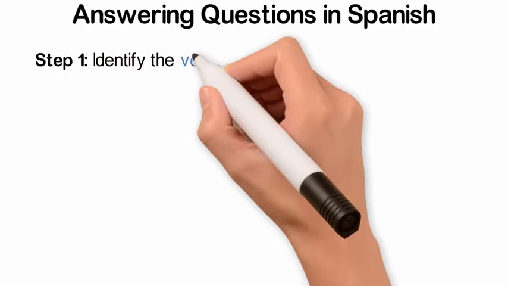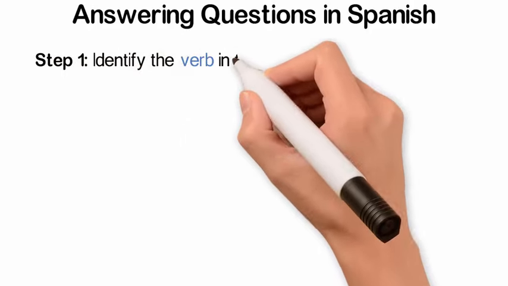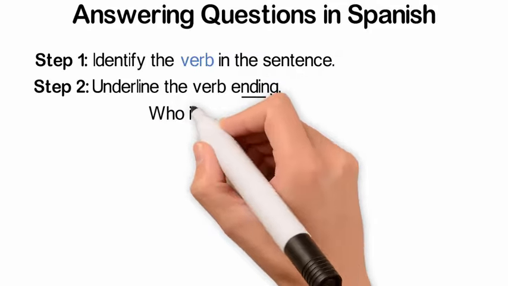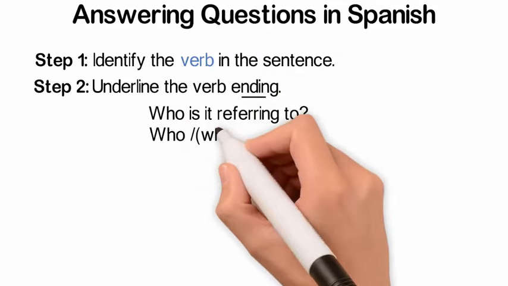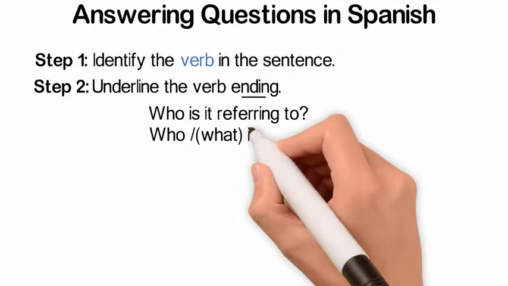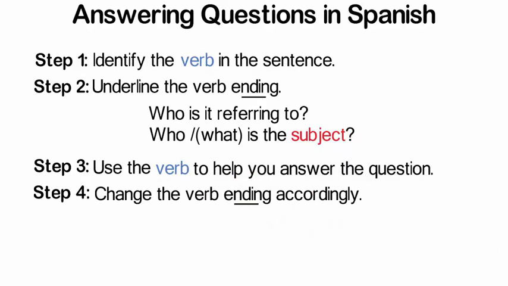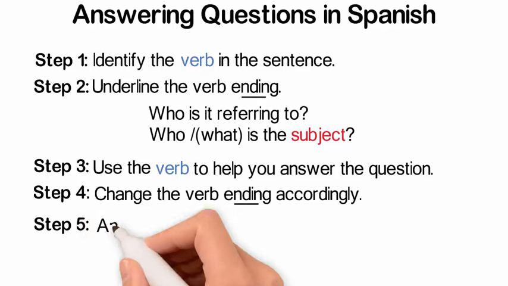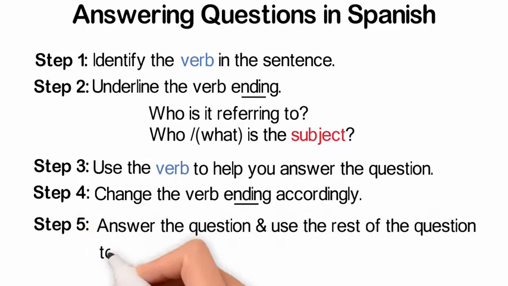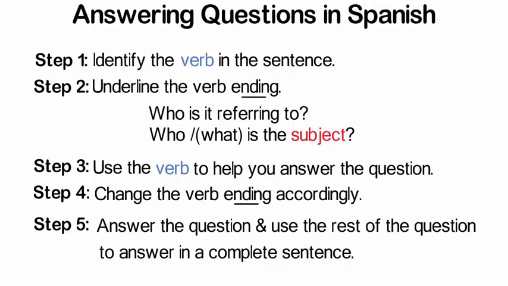First, step 1. Identify the verb in the sentence. Once you have done that, in step 2, you underline the verb ending. Who is it referring to? Who or what is the subject? Who's doing the action of the verb? In step 3, you use the verb to help you answer the question. Step 4, you change the verb ending according to who the subject is. And step 5, you answer the question and use the rest of the question to answer in a complete sentence in Spanish. Let's see some examples.